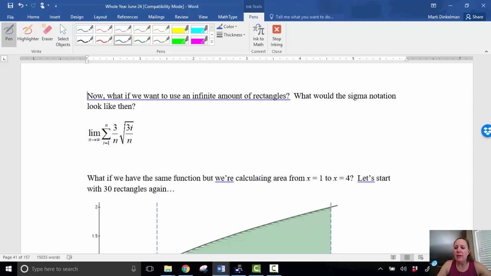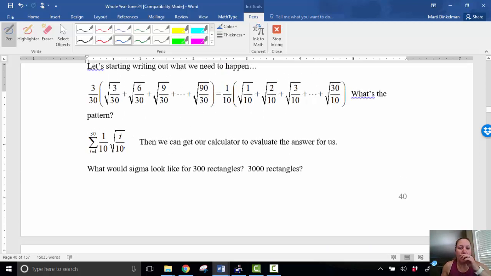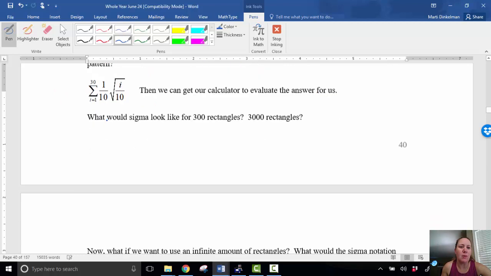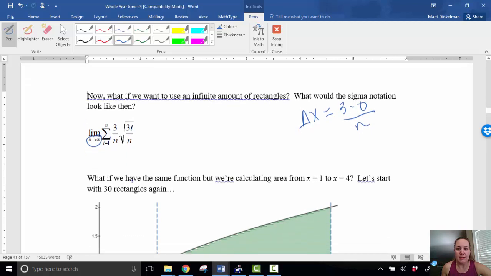If we're going to do that, again, think about what delta x is going to be. Delta x is b minus a over the number of rectangles, so n for now, because we want n to be infinite. So we're going to put an infinity in there later. If we come up here and think about what this looked like, we used that delta x in here, this 1/10, because we keep going by 1/10 every time, or again 3/30 if we think about it that way. So you can compare this to looking at 3 over n as our delta x, and then we're going to use that i to keep getting more y coordinate values.